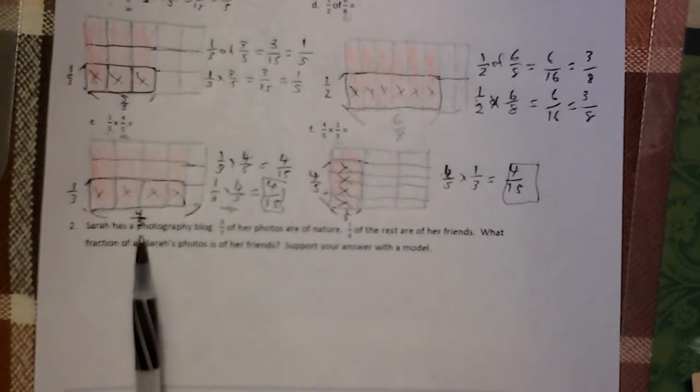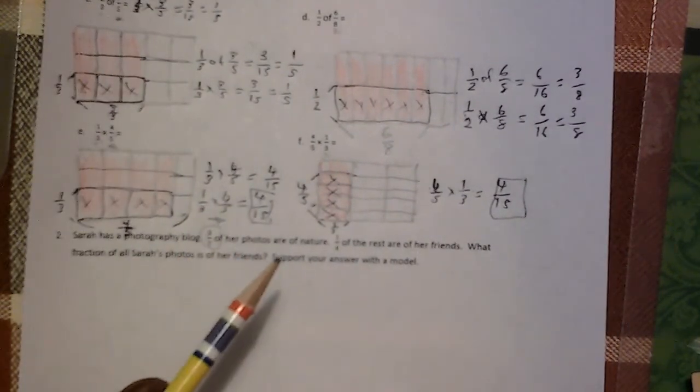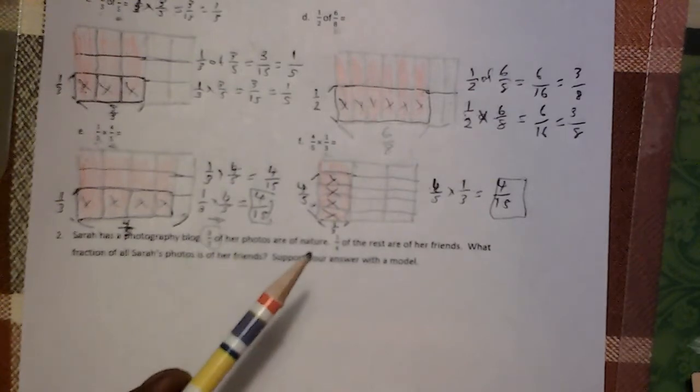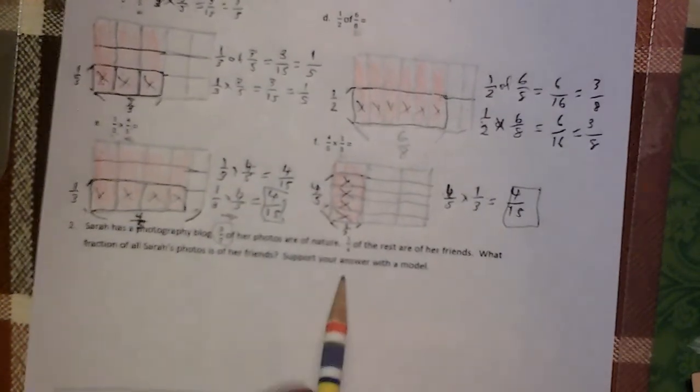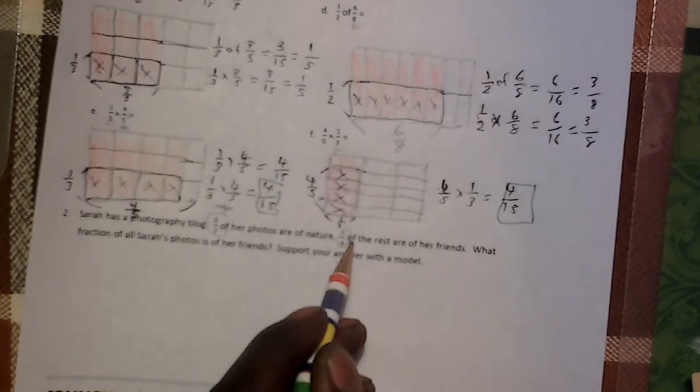Okay, so let's do our first word problem for today, okay? I know I went over here a little bit, so hopefully you can see it. So it says, Sarah has a photography blog. 3/7 of her photos are on nature, and 1/4 of the rest, that's a key word, of means times, the rest are of her friends. What fractions of Sarah's photos are of her friends? Okay, so we know her blog is split into how many pieces?